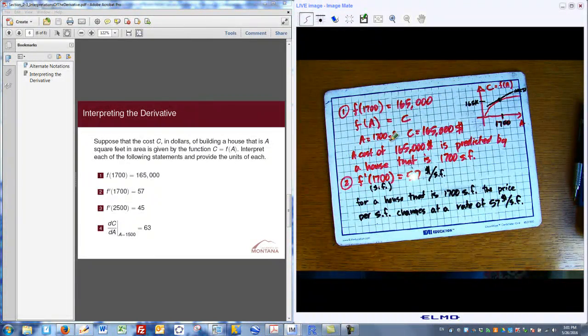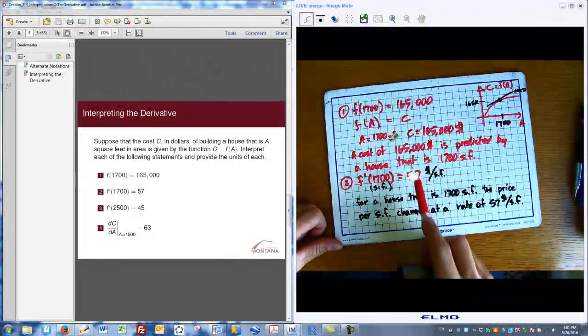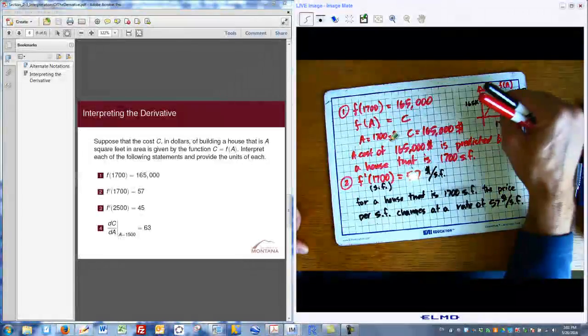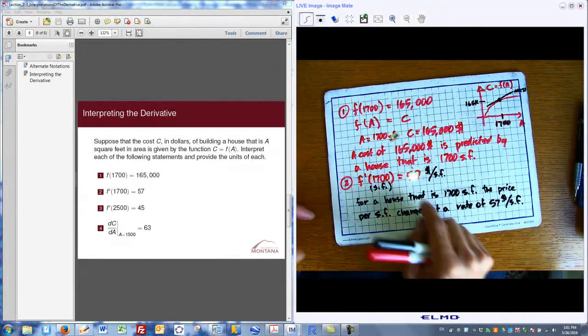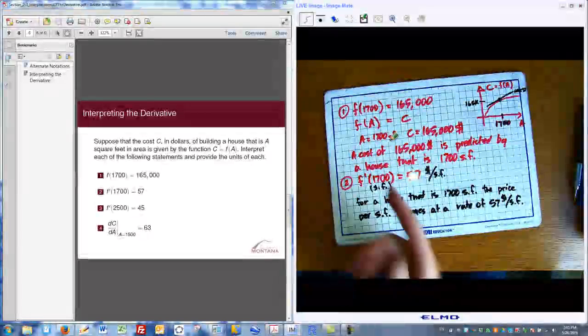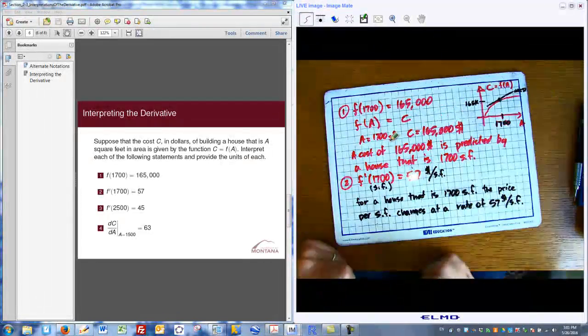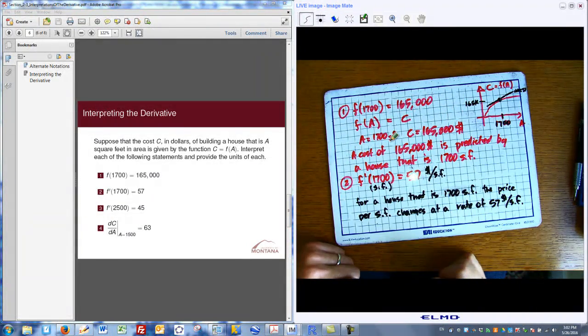Okay, so in other words, if you wanted to build a house that was, say, 1701 square feet, well, you're going to have to add $57 to your targeted price. And in the neighborhood of 1700, we could use that kind of reasoning. If we wanted to add 10 more square feet, we'd have to add say $570 to our sale price or home value. So in that neighborhood around that point, we could use that proportional reasoning.